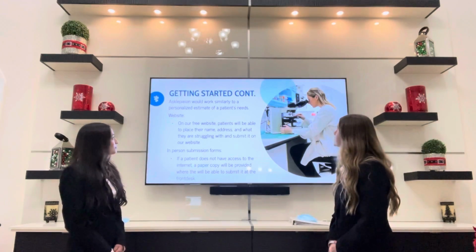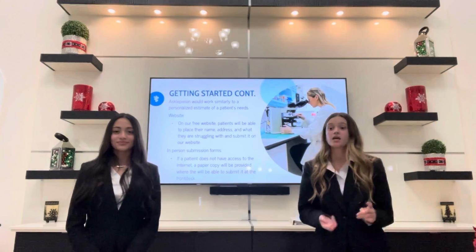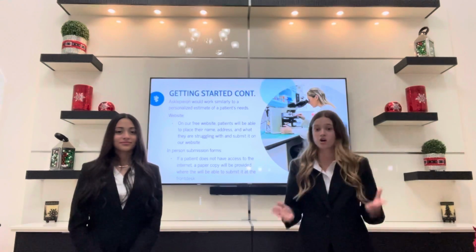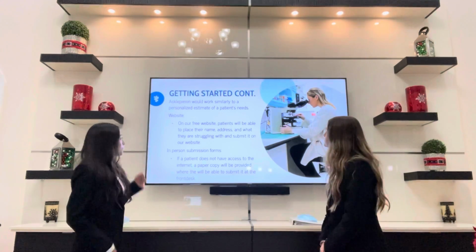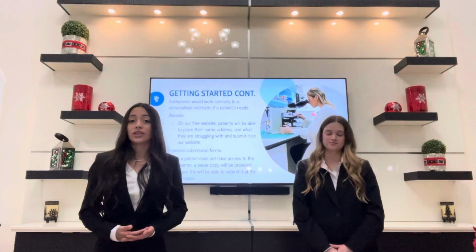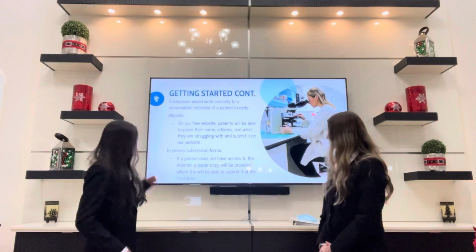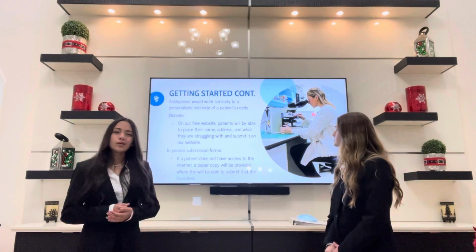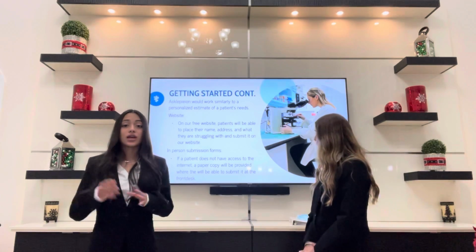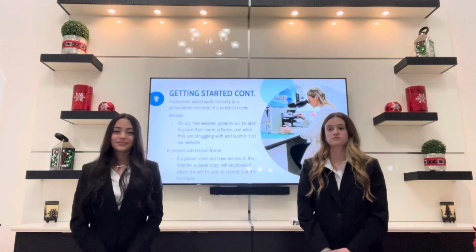Asclepian would work similarly to a personalized estimate of a patient's need. We'll have a website and in-person submission forms at our office. On the website, patients would state their name, their address, and whatever they need, and submit it. And as soon as possible, we will get back to them. The in-person submission form will work the same, but you would submit the form in person.